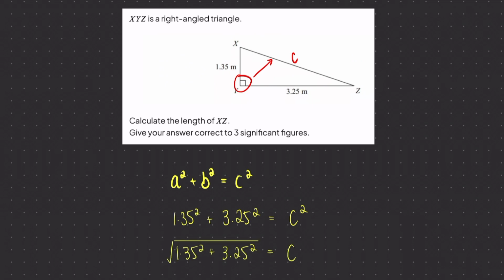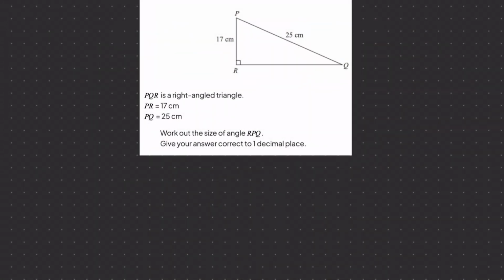And now the left-hand side is in fact something that I can put into my calculator because the equation has C as the subject, not C squared. And if we work this out, we find that it's 3.52 meters. Let's take a look at a second example together.